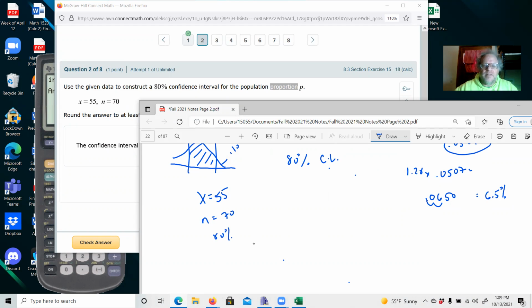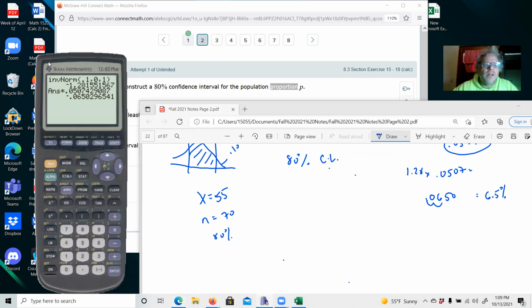So we're going to go to stat, over to tests, and scroll down to where we have the t interval. We did that one last section. No, I don't want that, that's chapter 10. One proportion z interval, that's what we're looking for. Proportions are always a z interval listed in this class. So we're going to enter that.